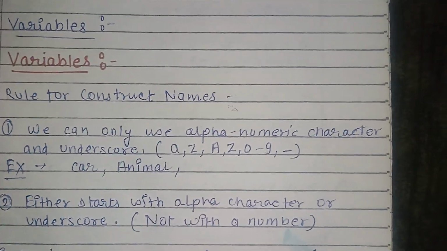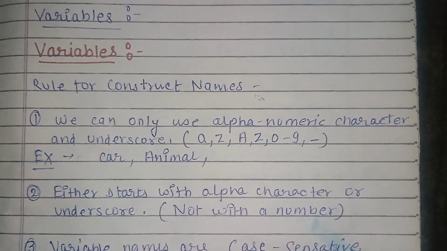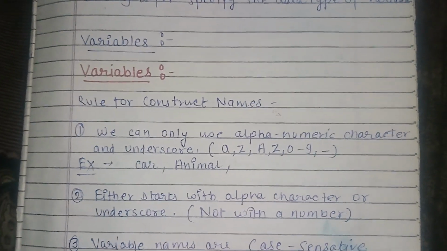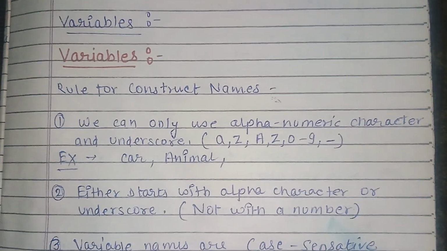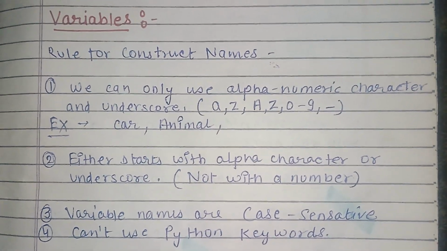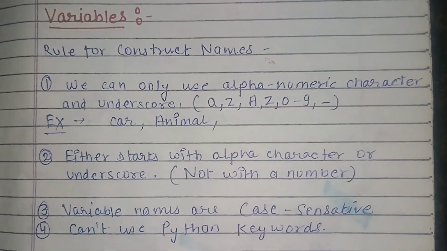Hello guys, in the last video we learned about what a variable is. Now, the rules for constructing variable names. There are majorly 3 or 4 rules which we should know. First, we can only use alphanumeric characters and underscore. No other special character, only underscore.